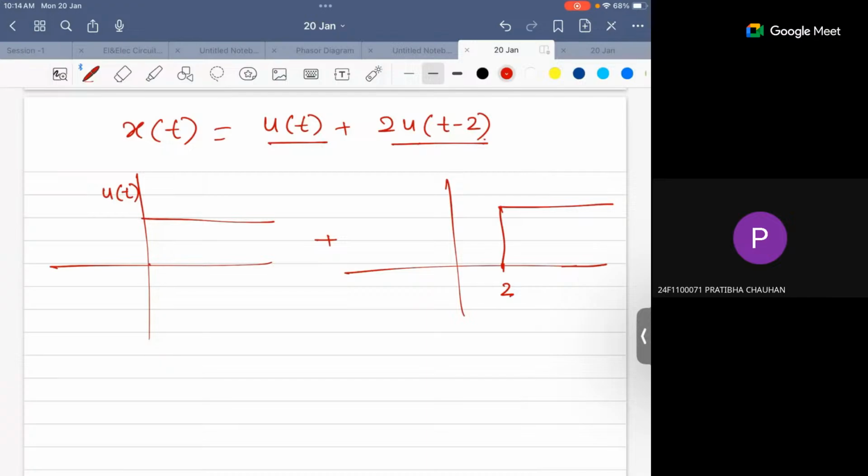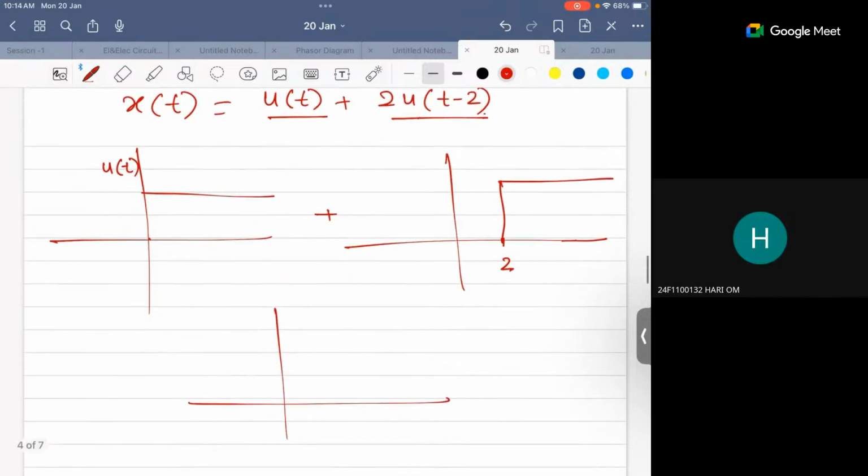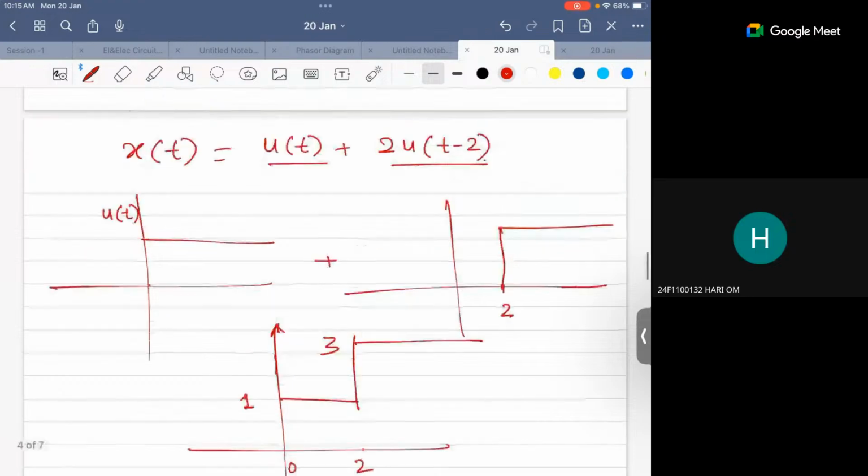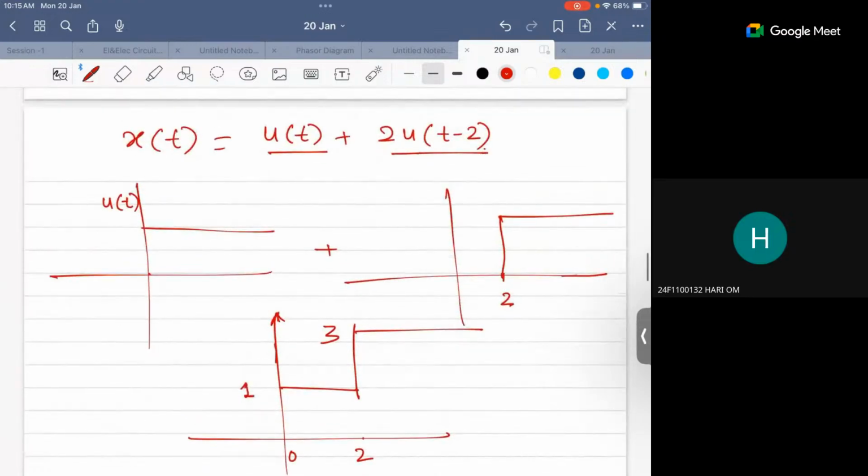Now if you add these two, what will you get? From 0 to 2, what is the value? It will be 1, because 1 plus 0. And then from 2 onwards, 1 plus 2, so there will be a jump. Here it will be 1, and now it has got added 2, so it will be 3 here. Correct? So now you've got an idea, right?